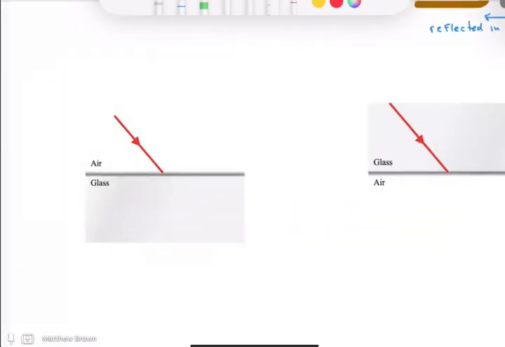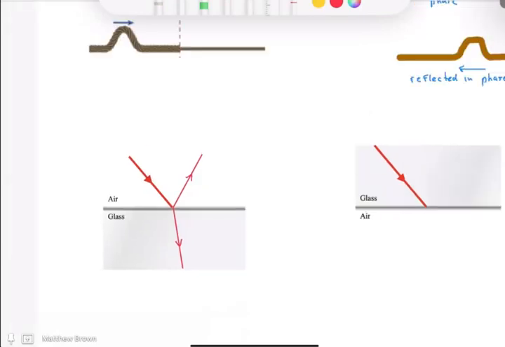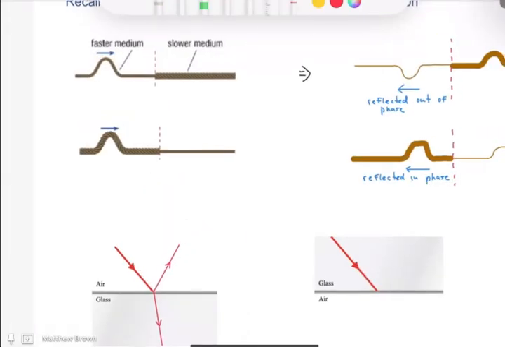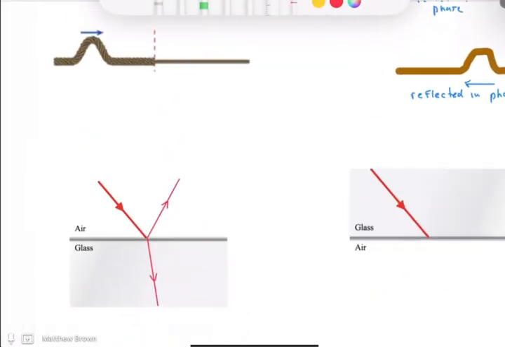So if we look at something like light trying to go into glass, we already know there's going to be some refraction. So let me just draw that. We're going to have a refracted ray. But the main thing here, we're going to have a reflected ray. Angle looks more or less okay there. But what's really key here is that just like when we're trying to go into a slower medium, this is going to be reflected out of phase.